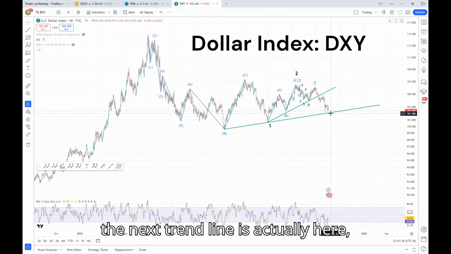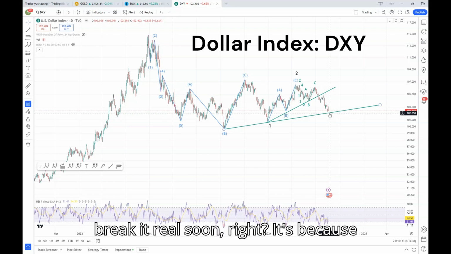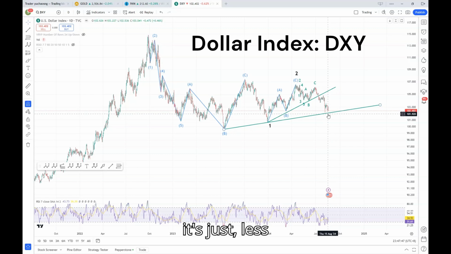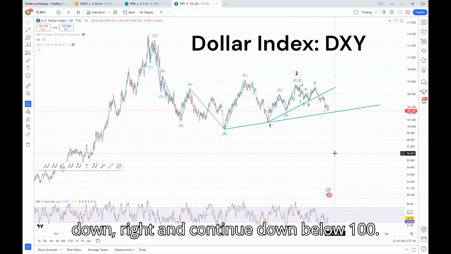The next trend line is actually here, which I believe we should hit and break real soon, because it's just less than probably around 50 pips over here. So if we reach here, it should break down and continue down below 100.